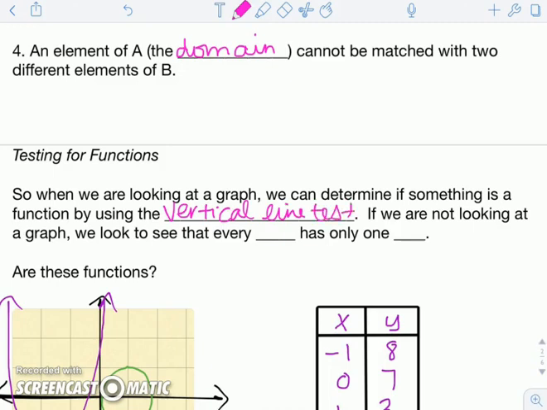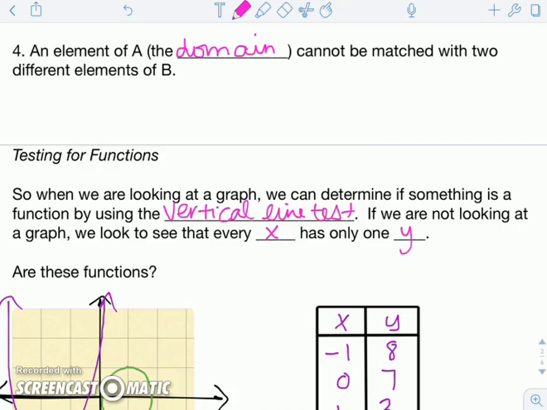If we're not looking at a graph, you need to make sure that every x has only one y. So basically, if I can write it as a y equals, I'm good to go. Okay, that tells me it's a function. If your calculator can graph it, you can type it into y equals. That's what your calculator knows. Your calculator can only graph functions.